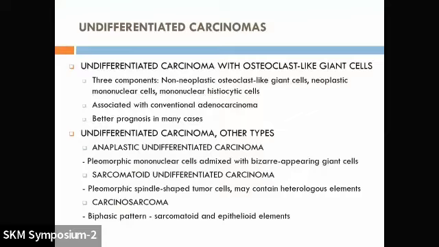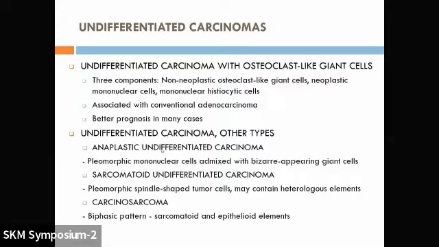So undifferentiated carcinomas of pancreas include several types. But the most important thing, which I demonstrated by showing you these two cases, is to differentiate this first entity, the undifferentiated carcinoma with osteoclast-like giant cells. Because this tumor actually has a way better prognosis than the other subtypes. And as we saw, this can be associated with conventional adenocarcinoma.